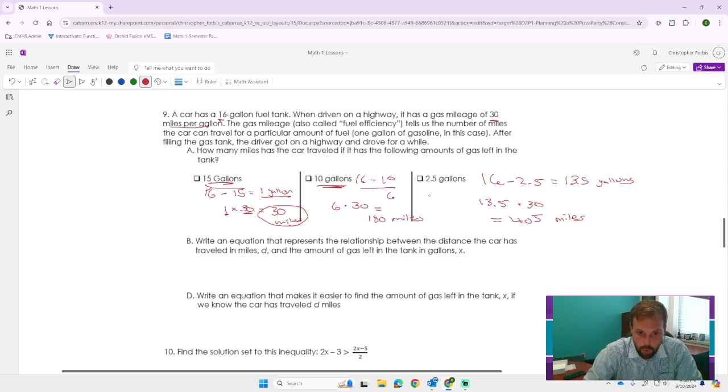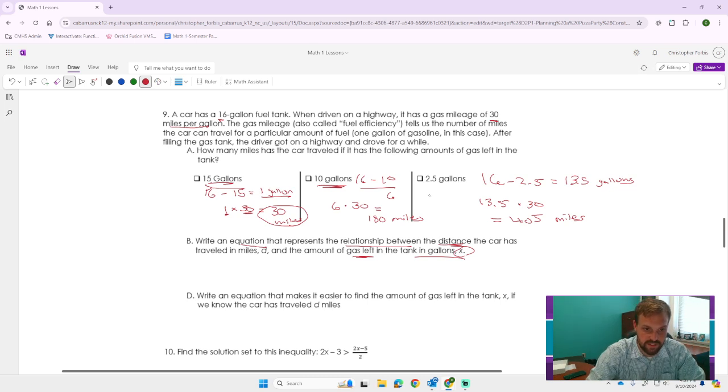So it says write an equation. All right, think about everything we just did in each of these problems. We took the total that we had, 16, minus how much we had left, and then we took that value and multiplied it by 30. Now it wants a general equation here that represents the relationship between the distance, d, the car has traveled, and the amount of gas left in the tank in gallons, x. So x represents the amount of gallons we have left.